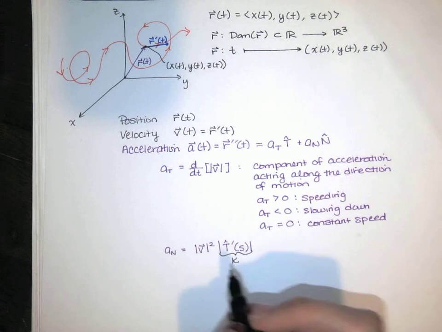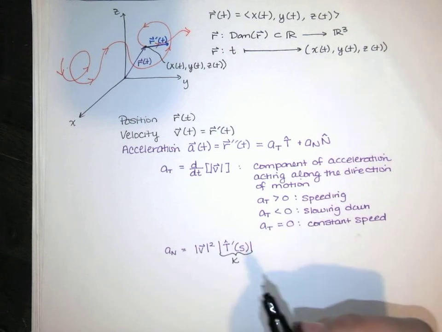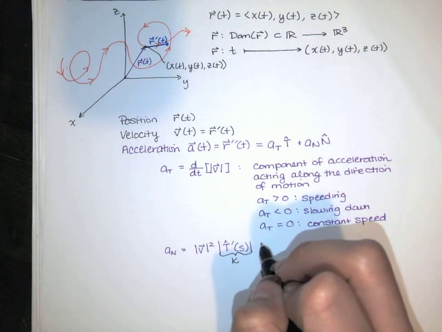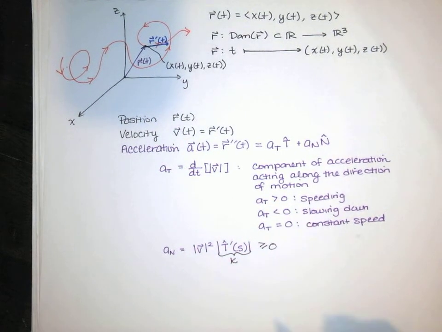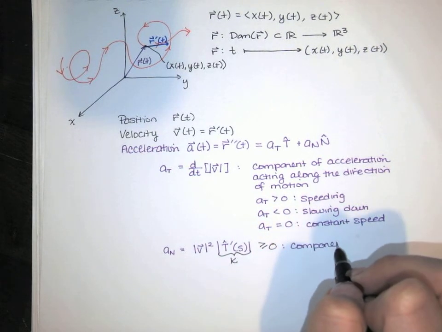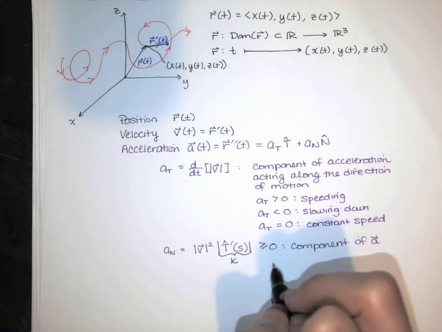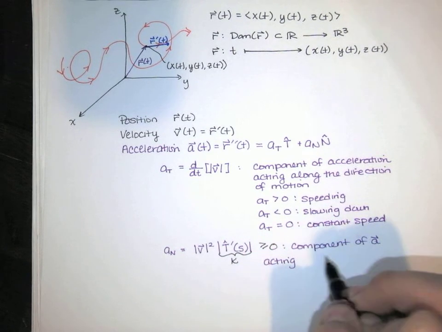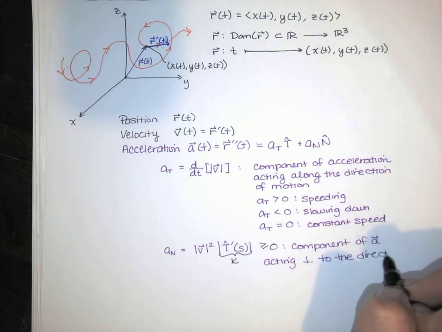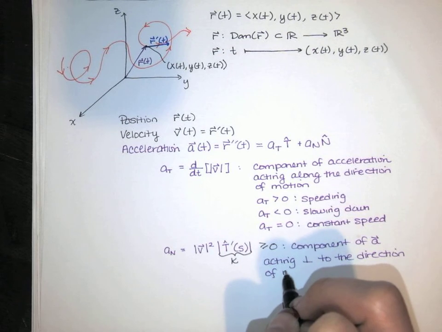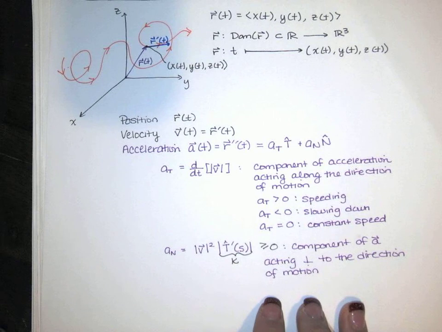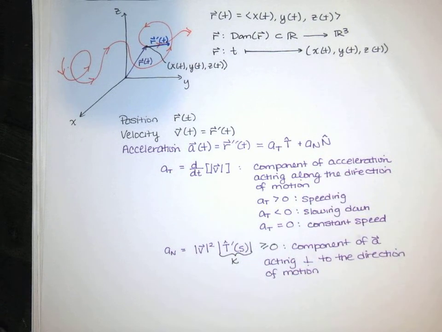Now, since it's a magnitude, this is always greater than or equal to 0, because it's the length of a vector, or magnitude, and that's a magnitude squared. So a sub n is always positive or 0, and this is the component of acceleration acting perpendicular to the direction of motion. And more specifically, it's not just acting perpendicular to the direction of motion, it always points in the direction that we're turning, n hat does.